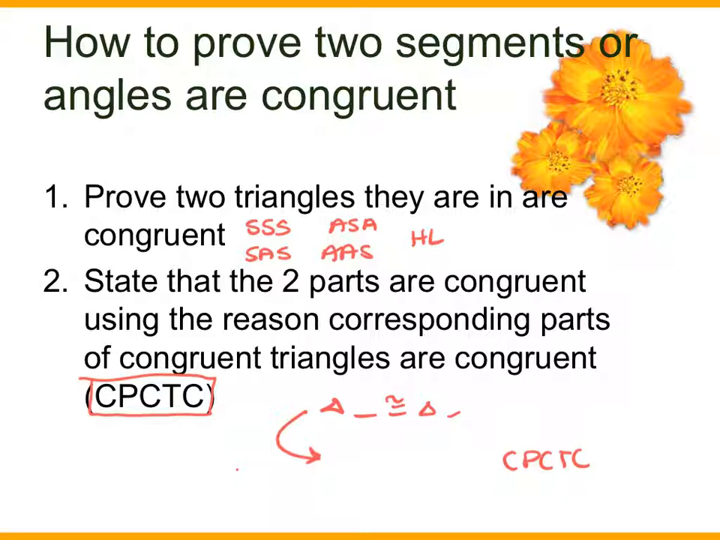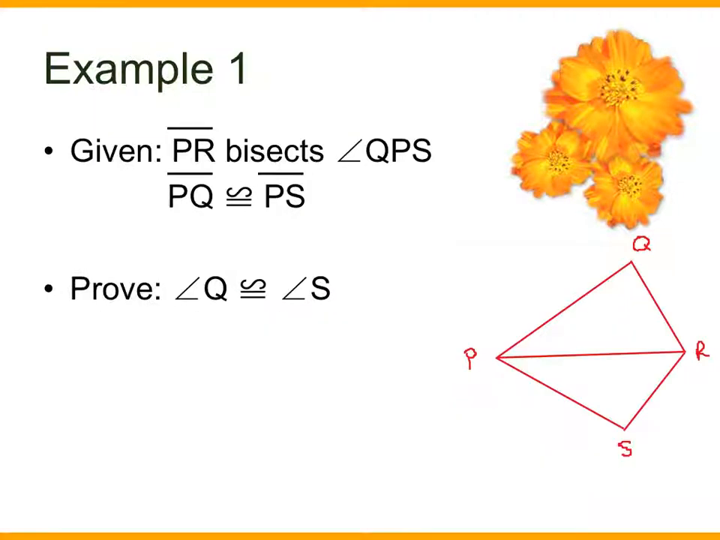Basically. And if you don't remember CPCTC, then you say definition of congruent triangles, because it's the same thing. Okay? Really? That's the same thing? Because it's going a little bit further and saying that I've already proven the triangles as congruent, and so all of their corresponding parts are congruent. That's all. It's the same thing. It's shorter. Don't you like shortcuts?